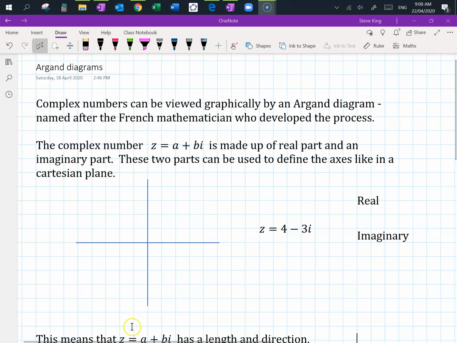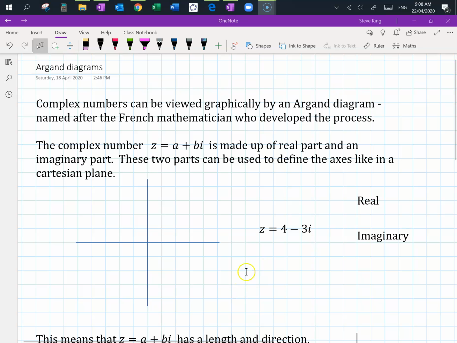Hi, in this video we're going to look at Argand diagrams and how they're used with complex numbers. Now, there was this French mathematician called Jean-Robert Argand who, while working with complex numbers, developed this way of being able to represent a complex number diagrammatically. Always useful to have a diagrammatic view of what you're thinking about.